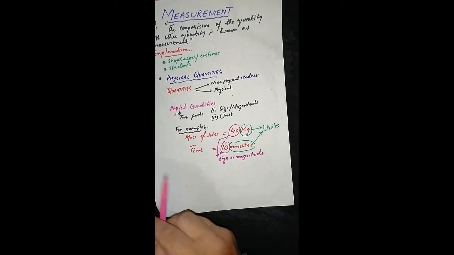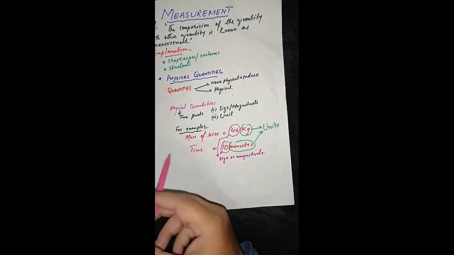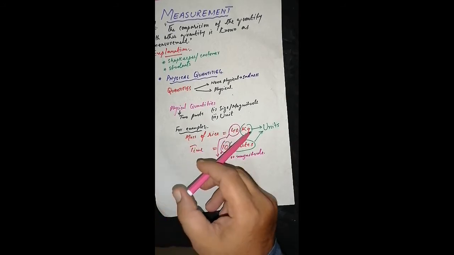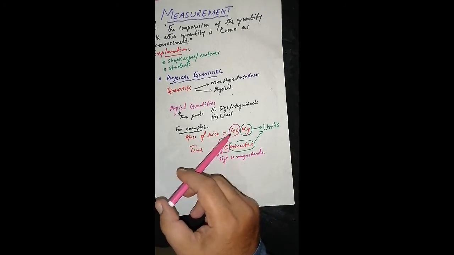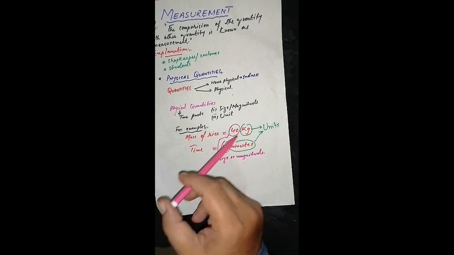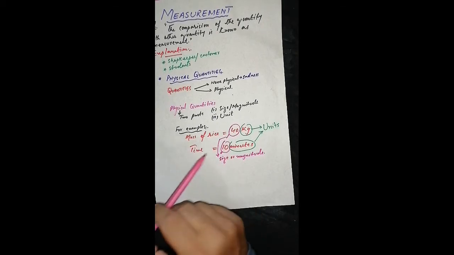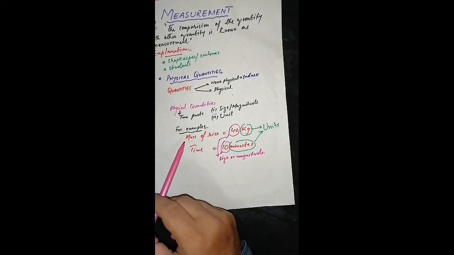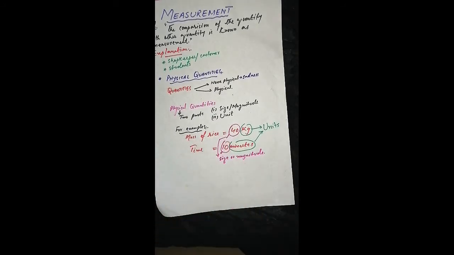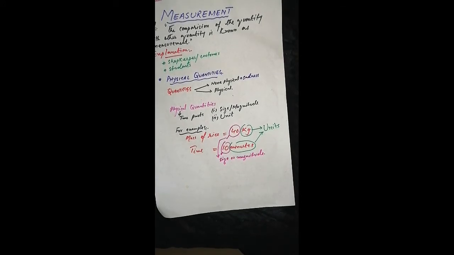So mass is a physical quantity, time is a physical quantity. For example, mass of rice is 40 kg. 40 is the size or magnitude, and kg is the unit of mass. Minutes is the unit of time. So mass and time are physical quantities, and kg and minutes are their units.